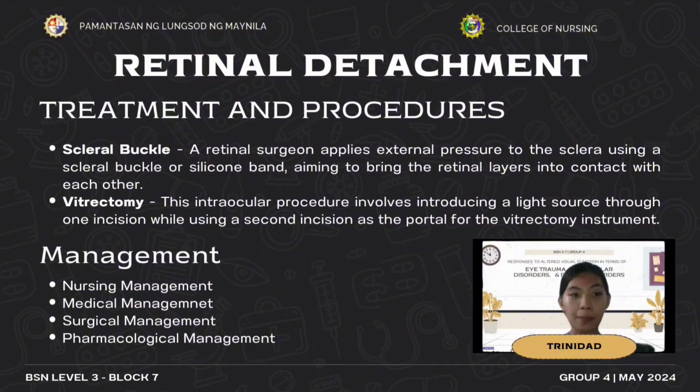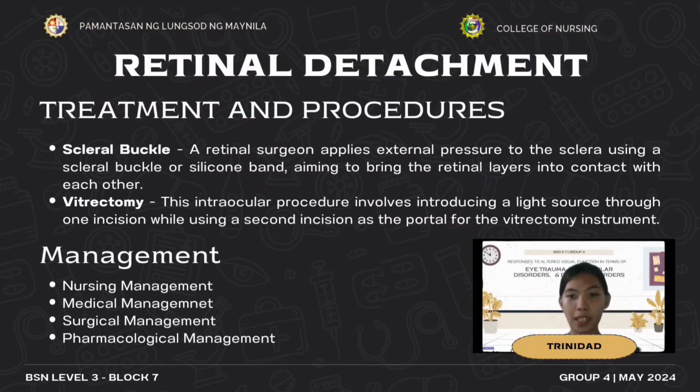A vitrectomy is an intraocular procedure facilitating the introduction of a light source through one incision, while the second incision serves as a portal for the vitrectomy instrument. During this procedure, the surgeon dissects pre-retinal membranes under direct visualization, with the retina stabilized by an intraoperative vitreous substitute. Vitrectomy can alleviate traction on the retina and may be combined with scleral buckling to address the retinal detachments.